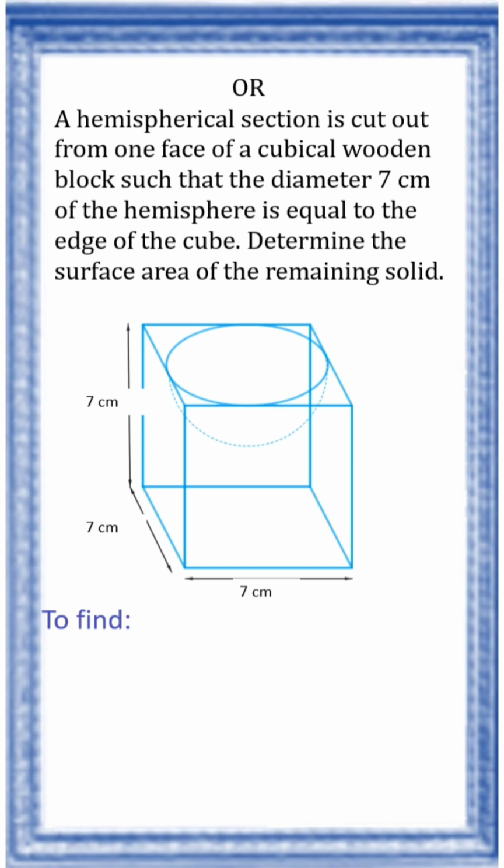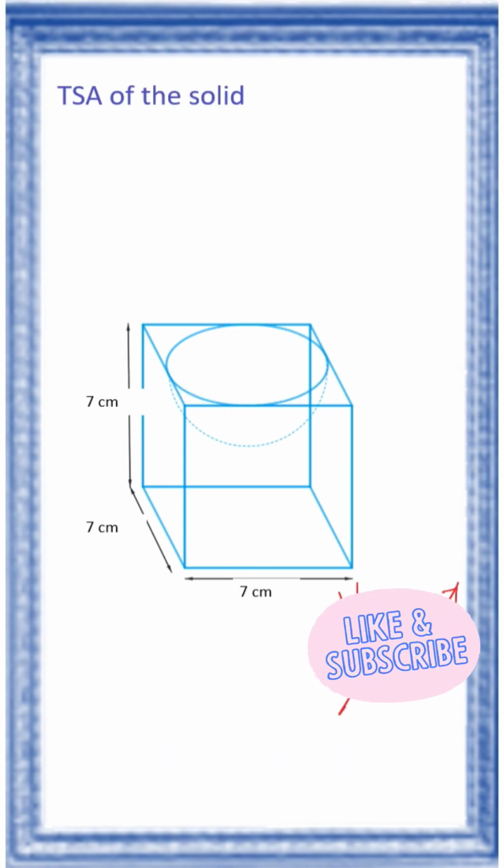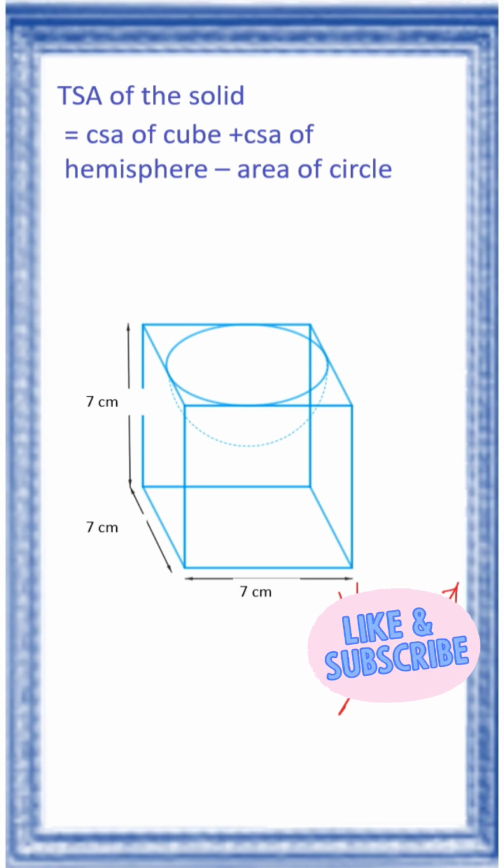Now to find TSA of the solid, which is equal to CSA of the cube, we can touch those things, isn't it? CSA of the hemisphere, like this you can touch, minus area of the circle, this circle, we can't touch it or paint it like that. So now what? TSA of the solid is equal to, we have already found it out.